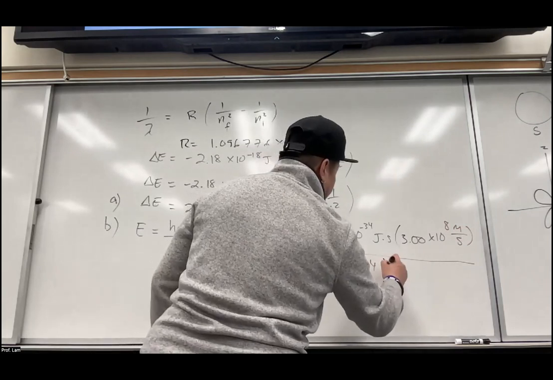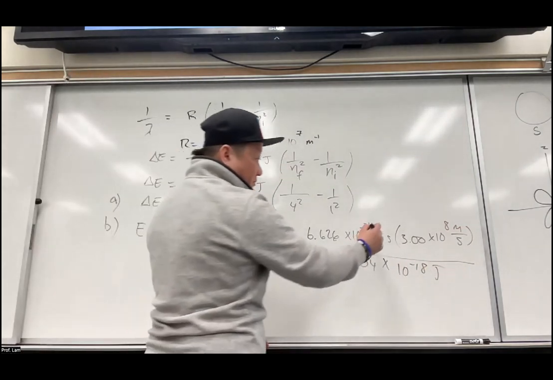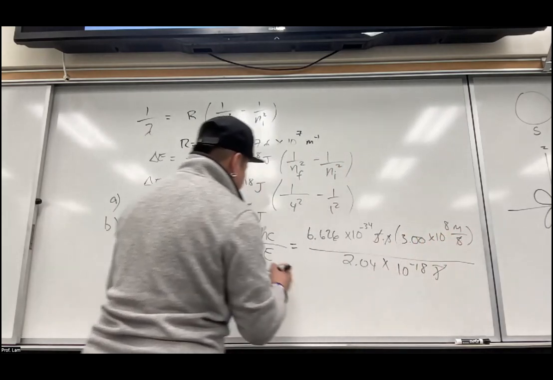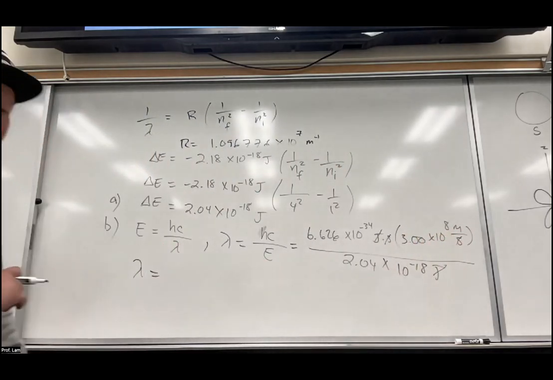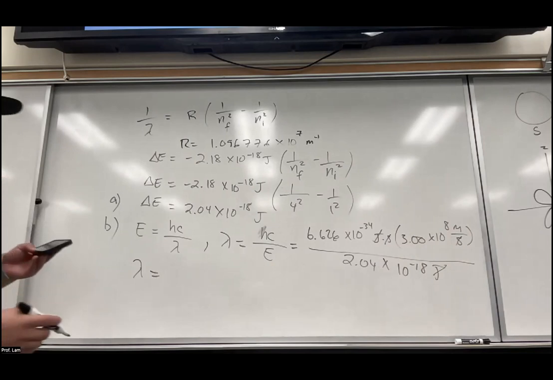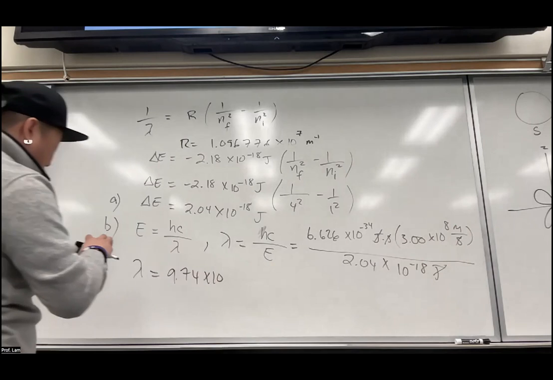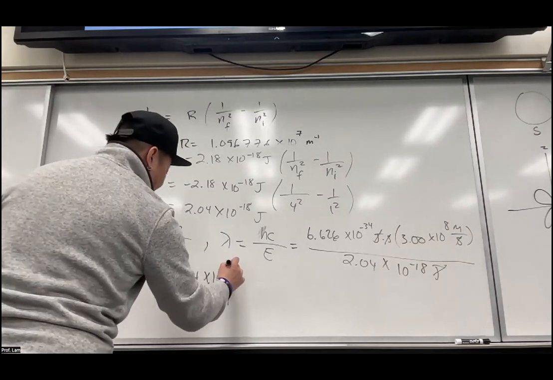So our answer in part A, 2.04 times 10 to the minus 18 joules. So you can see how the units now work out. Joules cancels with joules, seconds with second, and so your lambda is going to be in meters. But I believe it asks for us to have it in nanometers, so we'll convert. So 6.626 times 10 to the minus 34 times 3 times 10 to the 8 divided by 2.04 times 10 to the negative 18. So I get 9.74 times 10 to the negative 8.